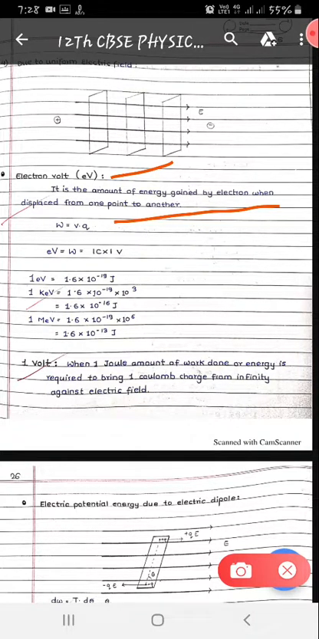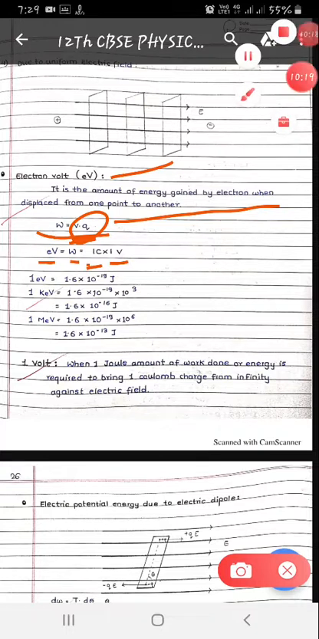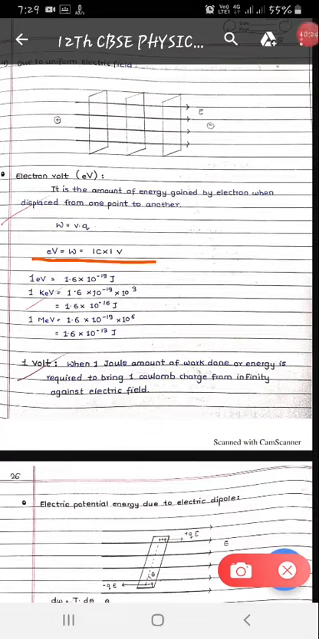So we'll see the proof of this, the mathematical formula and its numerical value. We know that work done is potential into charge, electric potential into charge. The SI unit of energy, we know, is joule or electron volt also. So we can write 1 electron volt is equal to work done. But work done is potential difference into charge. The potential difference is 1 volt, and the unit of charge is coulomb, so 1 coulomb. So we can write electron volt is equal to work done is equal to 1 coulomb into 1 volt, because the unit of charge is coulomb and of potential difference is volt.